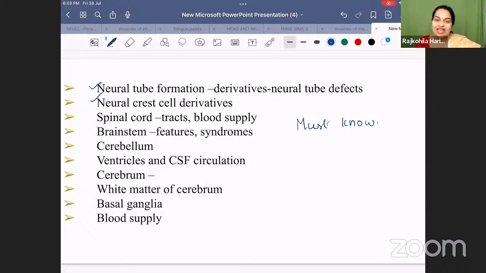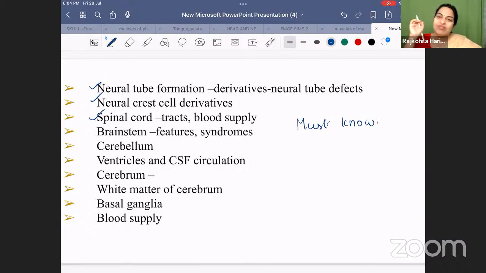And then, of course, derivatives of neural crest cells. In the spinal cord, what they keep asking frequently every year is about the tracts. You should know the names of the ascending and descending tracts, the location of each tract, and the arrangement of fibers in the tract. We have questions on that. And then the brainstem: what are its components? We have the midbrain, pons, and medulla from above to below. The features on the ventral and dorsal surface, including the floor of the fourth ventricle, are important for an image-based question.